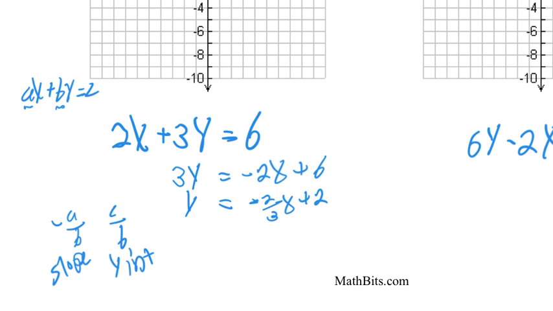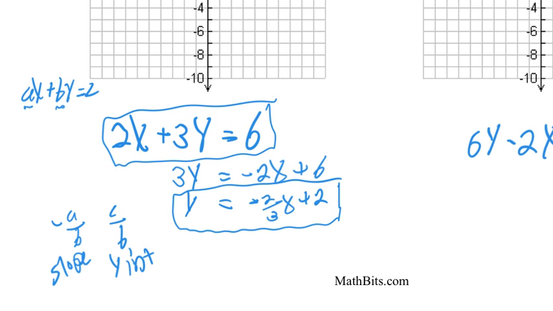Sometimes we'll ask you, put this in slope-intercept form. And you have to. Because I'll give you standard form sometimes, which is the ax plus by = c. Okay? So you can just put it in slope-intercept form, or you could just remember negative a over b is your slope, and c over b is your y-intercept.